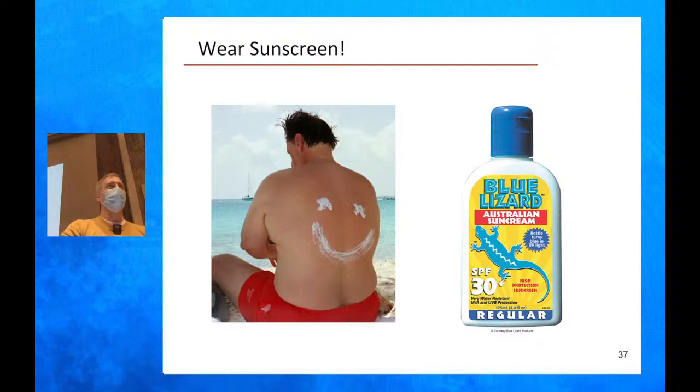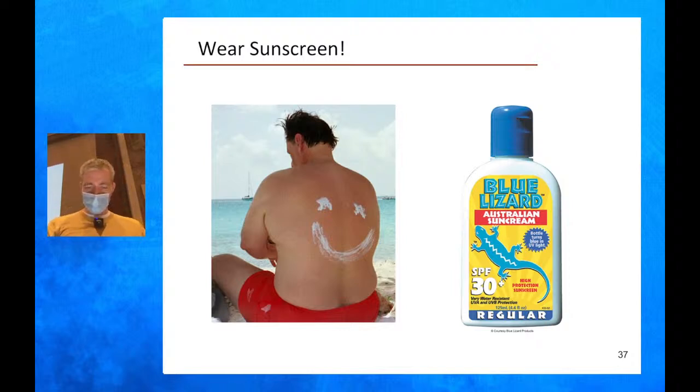Our bodies have natural repair mechanisms where they can cut that piece of DNA out and replace it. But if too many of those happen in a short period of time, it'll overwhelm your cell's ability to fix the error in your DNA. And what happens is the cell just dies. It commits suicide, essentially. It's called apoptosis. And when that happens to too many cells, that's the sunburn. That's what you're feeling.